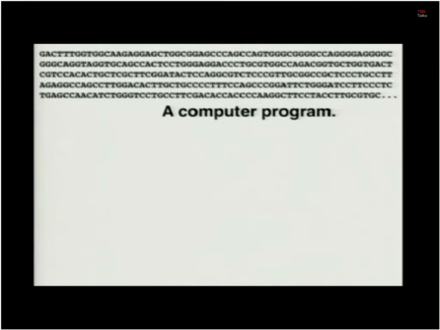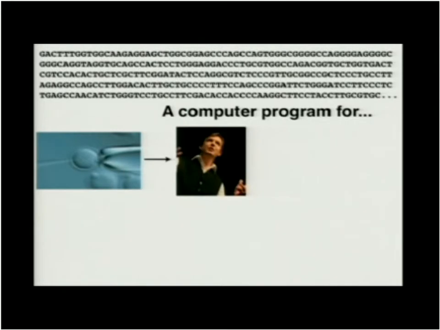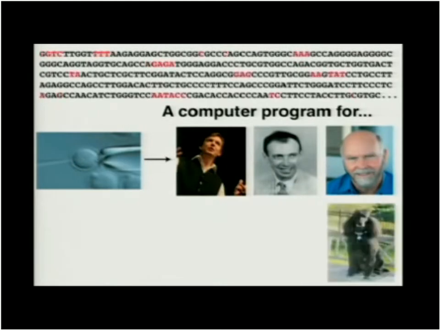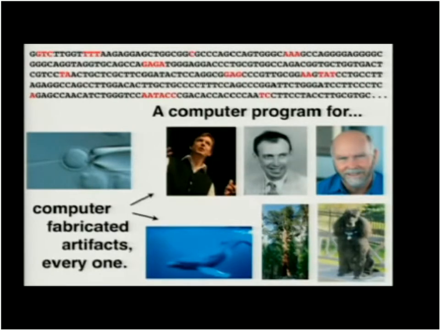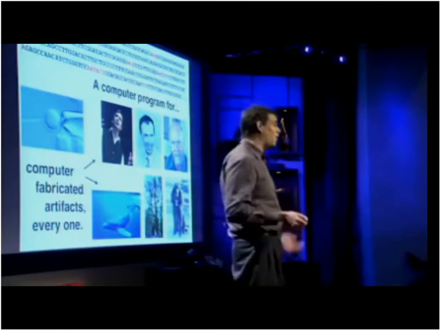So this is a computer program. Booted up in a cell, the program would execute, and it could result in this person. Or with a small change, it could result in this person, or another small change, this person, or with a larger change, this dog, or this tree, or this whale. So now if you take this metaphor of genome as programs seriously, you have to consider that Chris Anderson is a computer fabricated artifact, as is Jim Watson, Craig Venter, as are all of us.